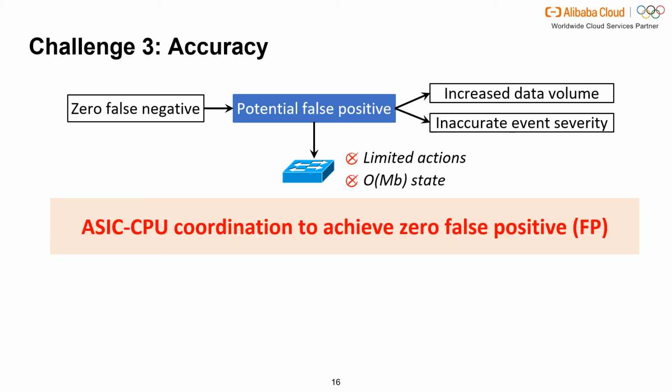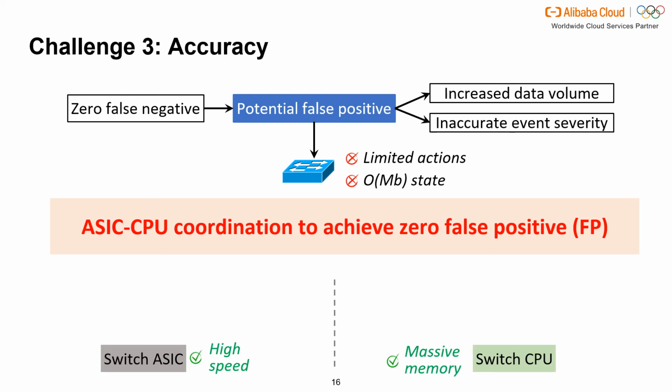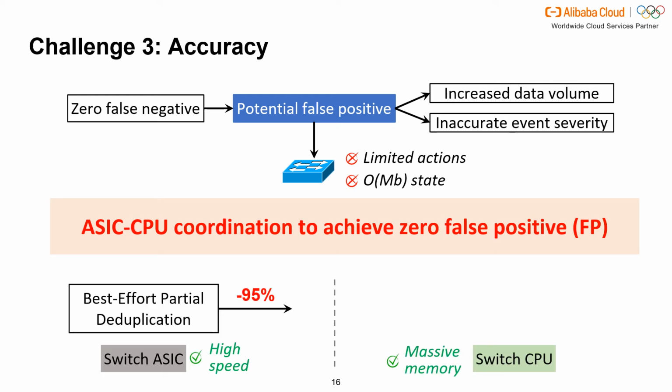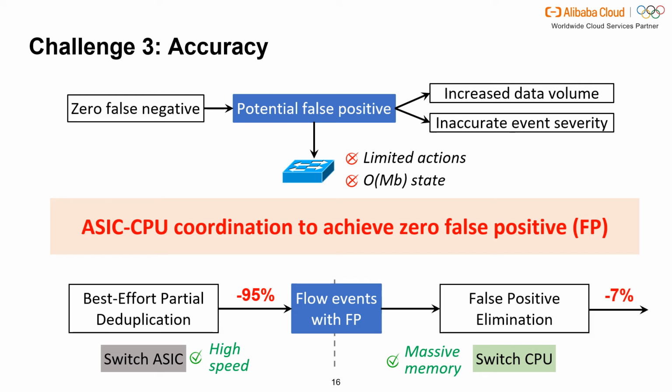To overcome the accuracy challenge, we propose to leverage ASIC CPU coordination to achieve zero false positive. First, in the switch ASIC, NiceR conducts best effort deduplication, which partially deduplicates redundant event packets and can effectively compress the flow event data with high speed. Then, the flow events with false positives will be further processed by the switch CPU, which can leverage massive memory to fully eliminate false positives.